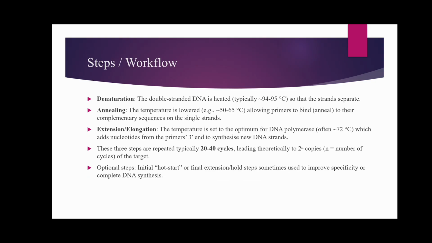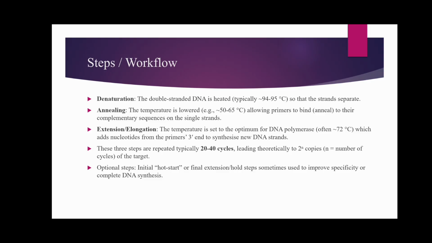Steps in PCR: the first step is denaturation. In this step, the double-stranded DNA is separated into two single-stranded DNA at a temperature of 94 to 95 degrees Celsius. The second step is annealing. In this step, the primers bind at a temperature of 50 to 65 degrees Celsius. In the third step, extension, the temperature is raised to about 72 degrees Celsius.